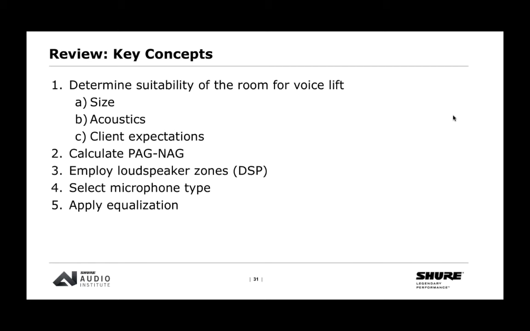Loudspeaker zones are key. You need to do that either with separate 70-volt systems or, as I mentioned previously, Dante-enabled loudspeakers, where PoE makes it a little bit easier. Make sure you're selecting a microphone that's going to be giving you the results that you have. If you've done all your calculations based on table microphones, you can't automatically switch to a ceiling microphone and expect the system to work in the same way. And of course, as I mentioned, equalization can be extremely helpful in helping notch out certain frequencies and overall making the system sound better for the participants in the space.